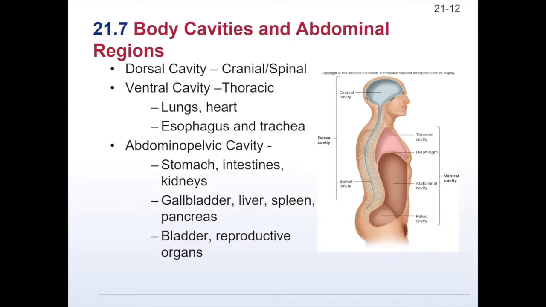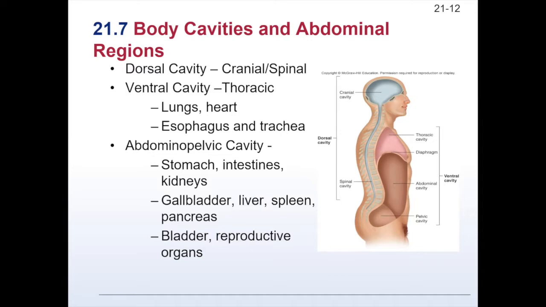Body cavities and abdominal regions. In most cases, the body is described as having two main cavities called the dorsal and the ventral body cavities. The dorsal cavity protects organs of the nervous system and has two subdivisions. The cranial cavity is the area within the skull and encloses the brain. The spinal or vertebral cavity encases the vertebral column and spinal cord.